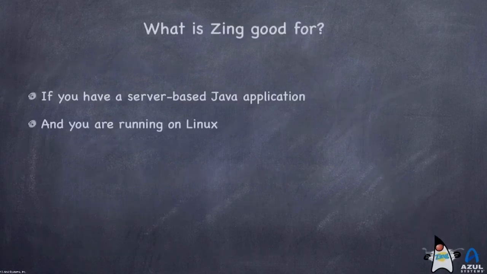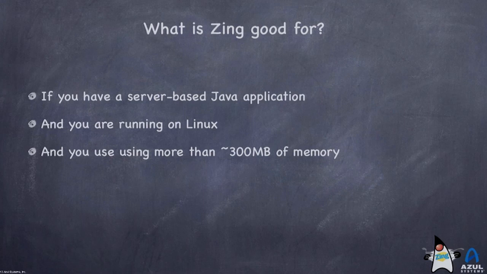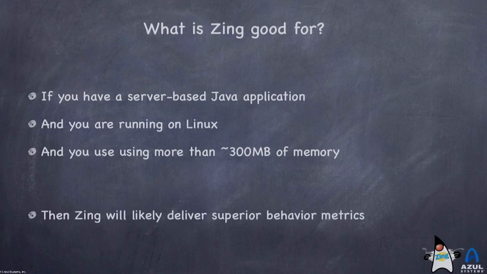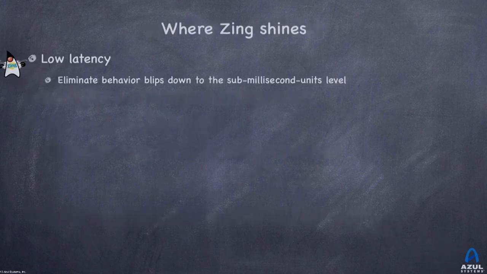And we have some cool stuff like elastic memory. What is it good for? If you've got a Java server-based application running on Linux and use more than about 300 meg of memory, you're probably going to benefit from Zing in the sense that it'll show better metrics. Now, whether or not you need those better metrics depends on your requirements, and we talked about what that means, right? So not everybody needs Zing. But at this level, you can see a difference.